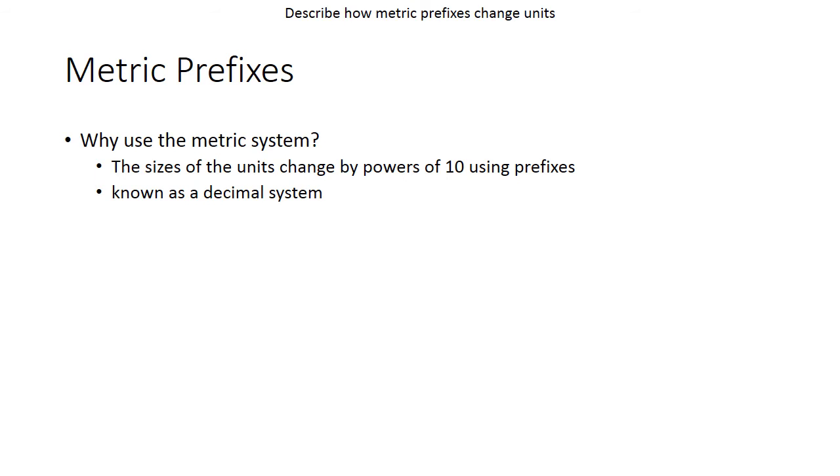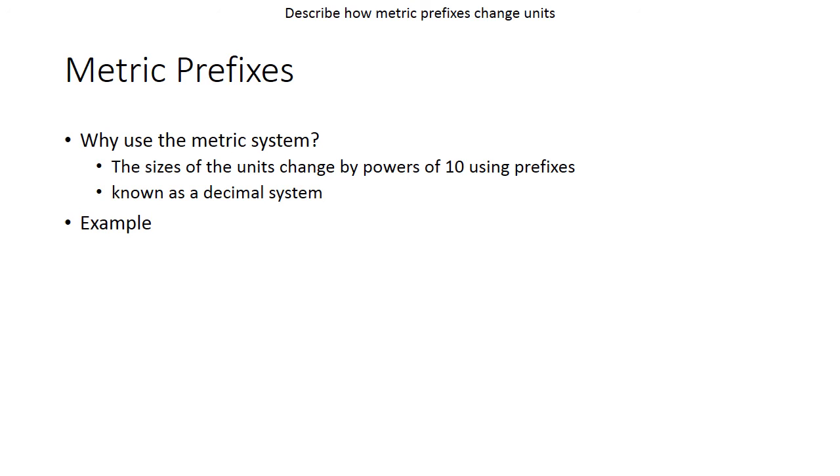Now, unlike the American Standard System we are familiar with, where there are 12 inches in a foot, 3 feet in a yard, and 5,280 feet in a mile, which means there are 1,760 yards in a mile, we don't have to memorize a bunch of random numbers. It's all based on powers of 10. Because of that, all we do is move the decimal place in order to convert units from one prefix to another.